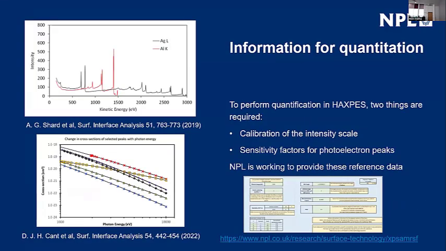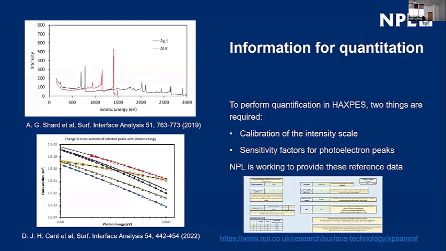So what you need for quantitation is two things really. One is the calibration of the energy scale and of the intensity scale. For that, you need reference spectra. And so far as I know, although we have reference spectra for XPS that have been around for a long while, we only have reference spectra so far for the silver L source. And we need them for the chromium K alpha and gallium K alpha sources, commonly in use.